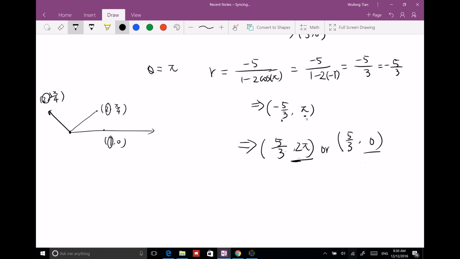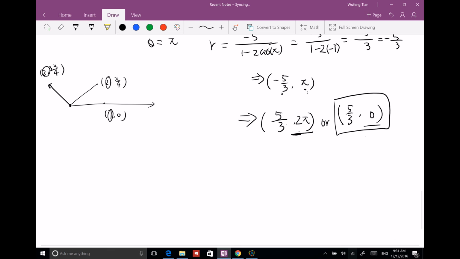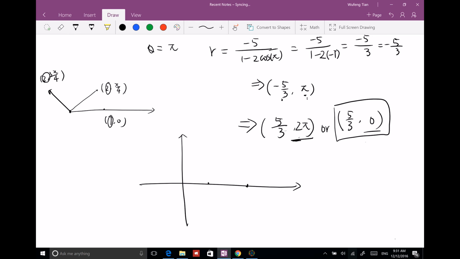That makes sense, okay? So why do I do this? Because I need to graph the point. 5 over 3, 0, I can graph it. 5, 0, I can graph it, but not negative 5 over 3. I can change it to positive r, and I can graph it. So now the picture is going to be: 5, 0 is here. 5 over 3, 0 is here, approximately, okay?